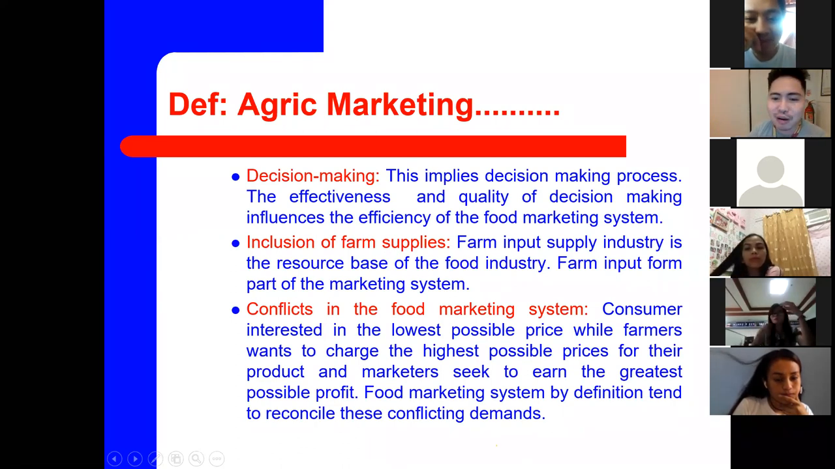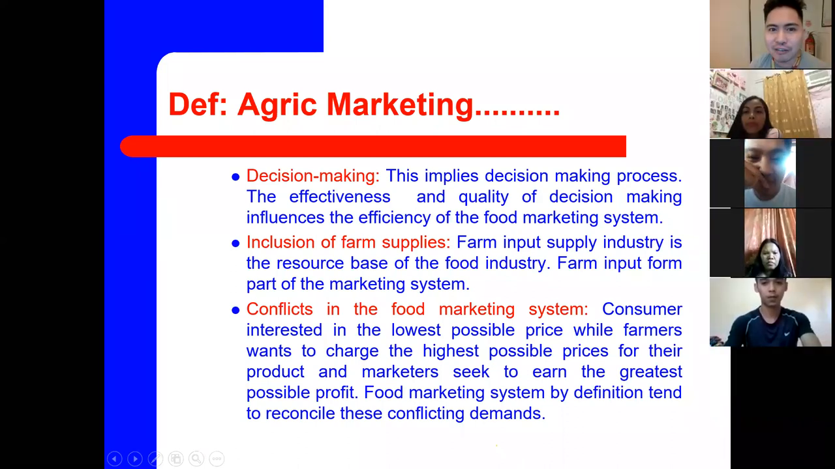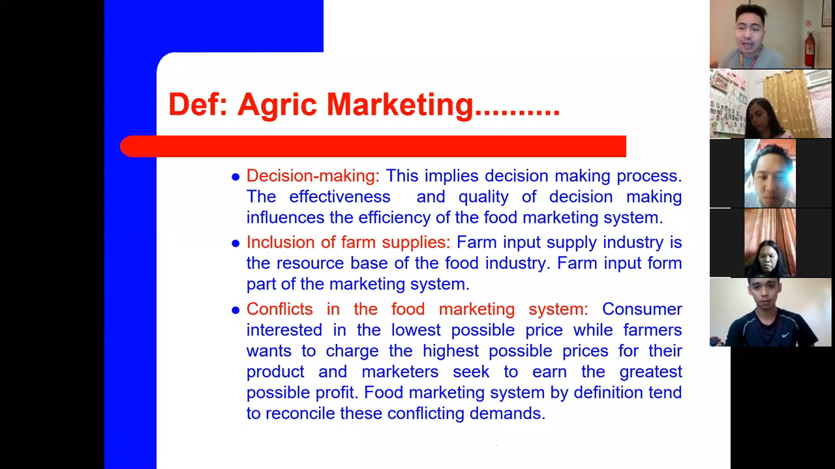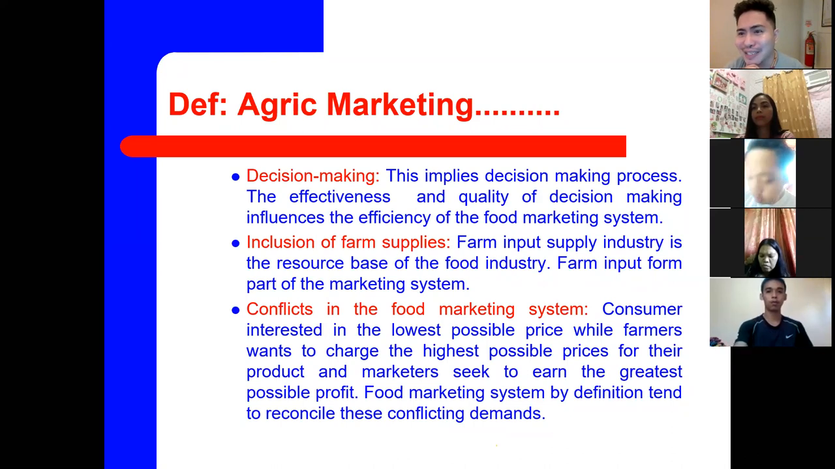Conflicts in the food marketing system. Why conflicts? Bakit ang dami-daming conflicts? Because of competition. There's also the bid for higher price, lower price, and higher quality and lower quality. Take note that price is a trade-off of quality. What do you mean by that? Which means people expect highest quality at lowest price. It doesn't work that way, because when you want highest quality, you need to pay more.